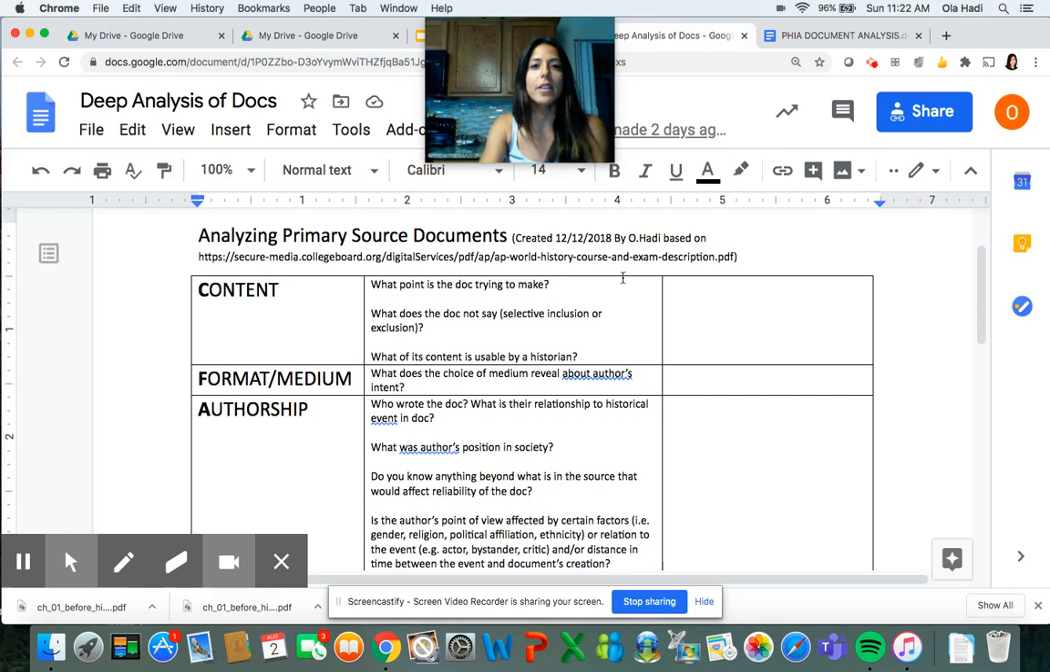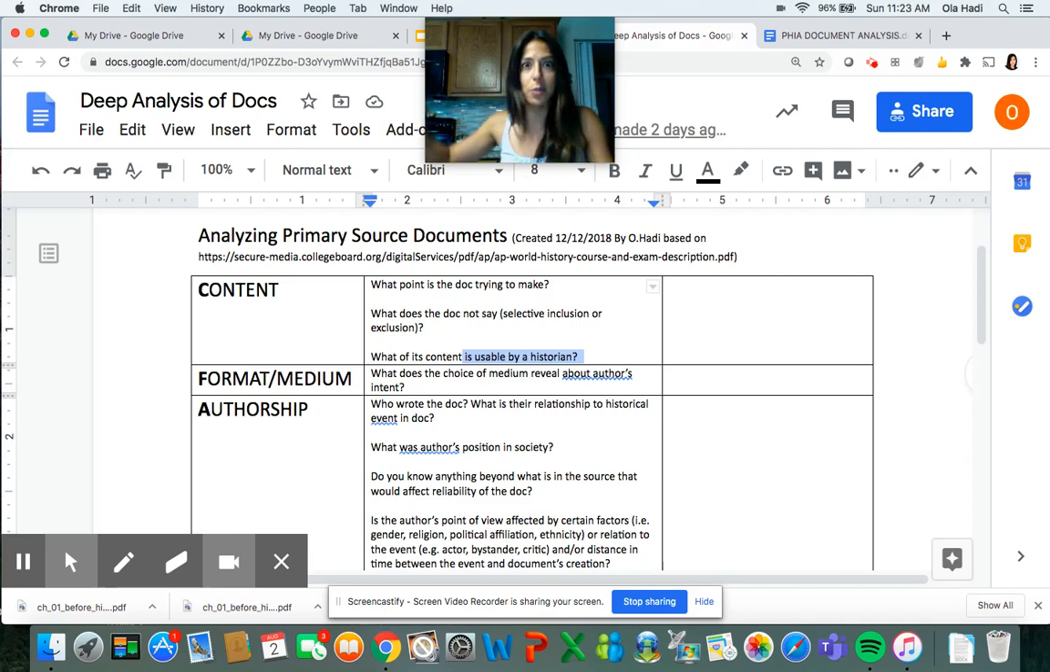So content tells us, what does the document or the object tell us about that society? So in the document, what's the point it's trying to make if it was written? What is it saying? What is it not saying? How could a historian use that document or that piece of realia to describe history, to talk about that society? So there's the obvious way of using the document to write history or to say something about history. That's one thing we're going to look at.